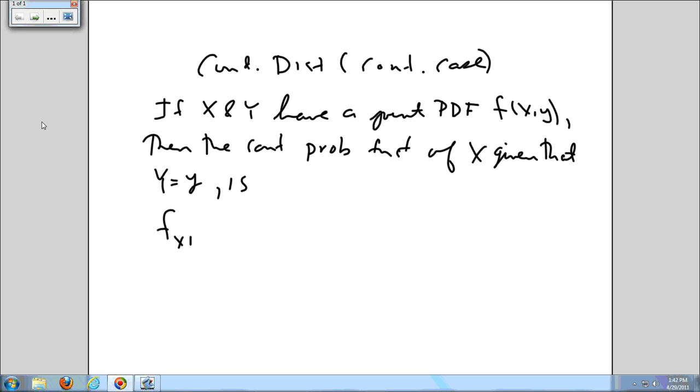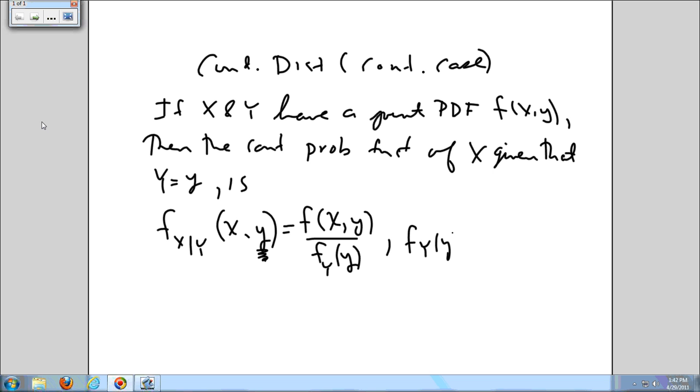It's going to be f sub x given y of the value of capital X, comma, the value of capital Y. And like always, this is going to be the probability of x and y divided by the probability of our script f of y. And of course, this is assuming that the denominator is not 0. You can't divide by 0. We're not going to get into that. Okay.